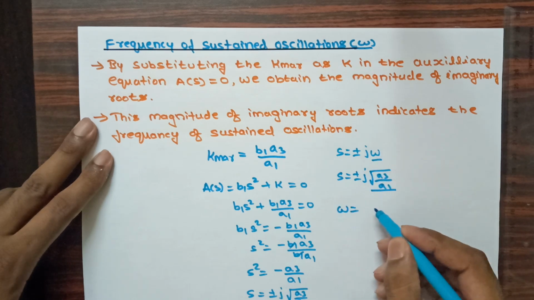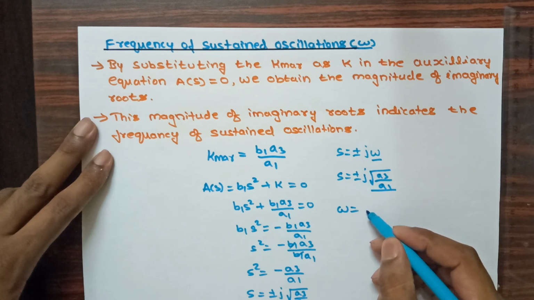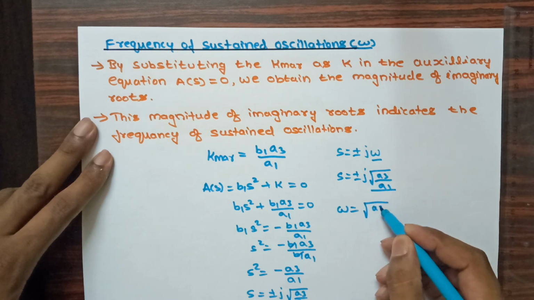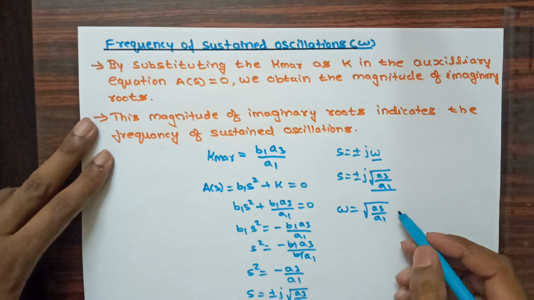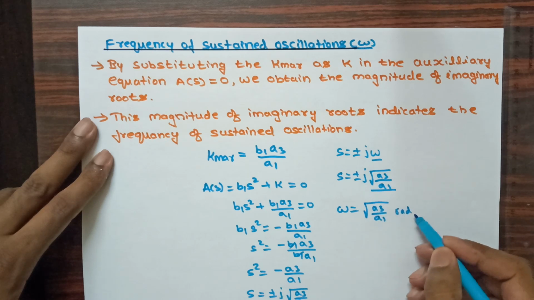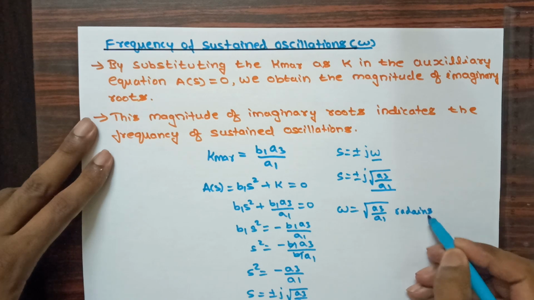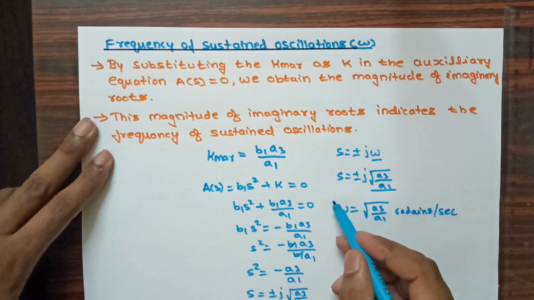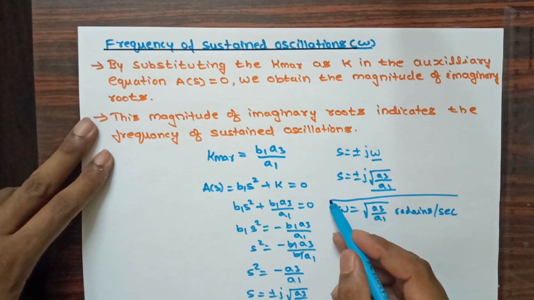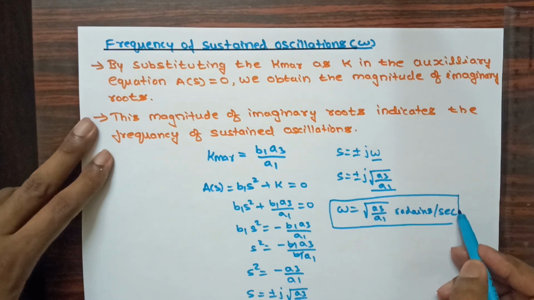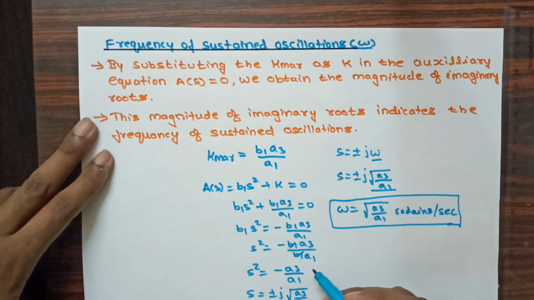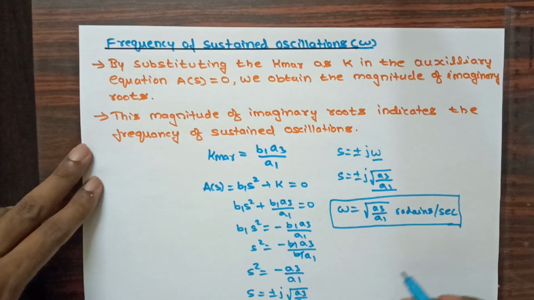So we got the frequency of sustained oscillation, that is root of a3 divided by a1, in radians per second. So this is the frequency of sustained oscillation. So in this way we are going to find the frequency of sustained oscillation for the k value. Next we will try to understand this concept by solving one problem.